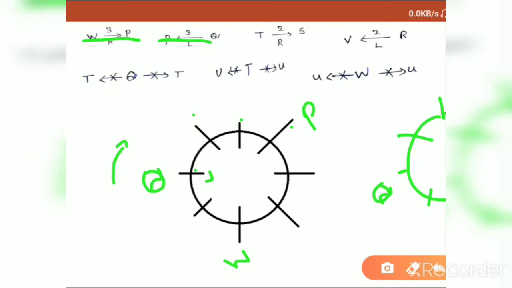Is there any information about T? No. So where do you have to write? And next information V and R. No information about V and R. So where to start the problem? Next, remaining informations, which element has more information you have to search.